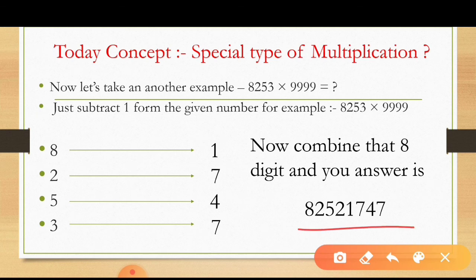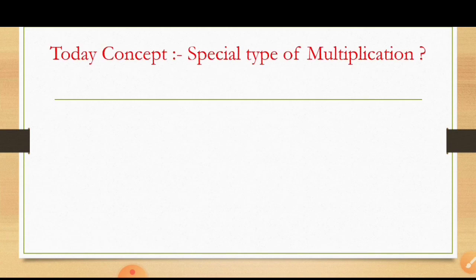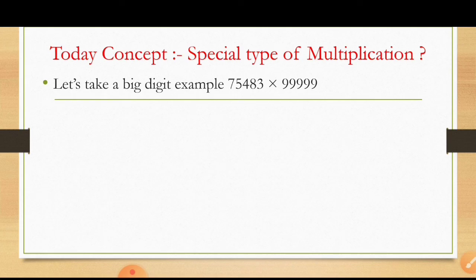Okay, 8251 1747. Means this long number is your answer of this multiplication sum. Okay, this is a very easy multiplication sum. If you understand this kind of sums, then you never receive any kind of problem in multiplication. Now let's take a big digit example.